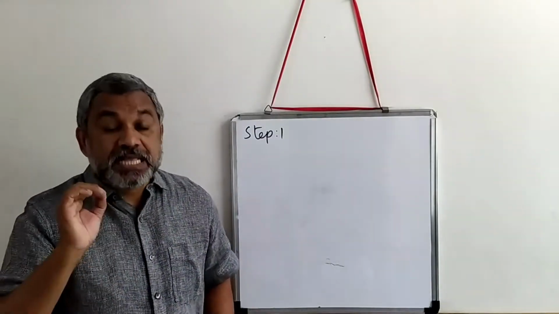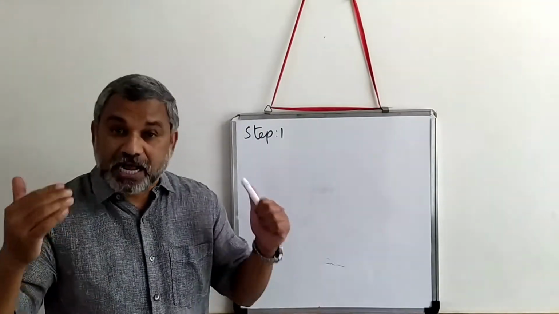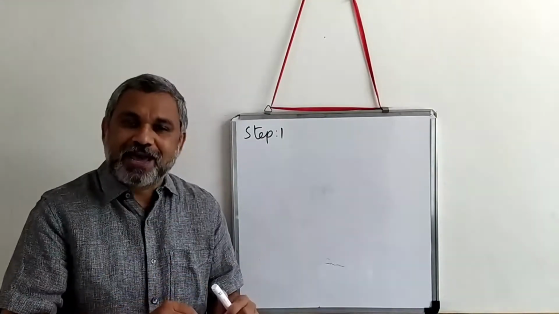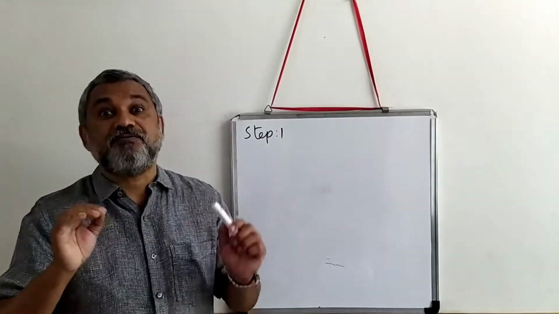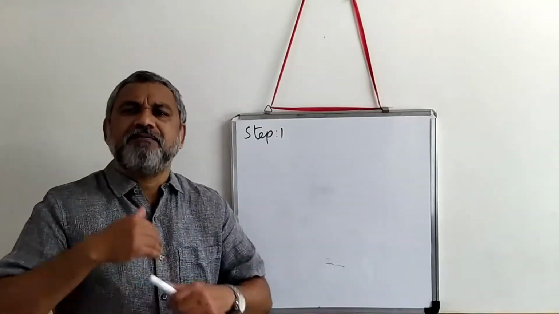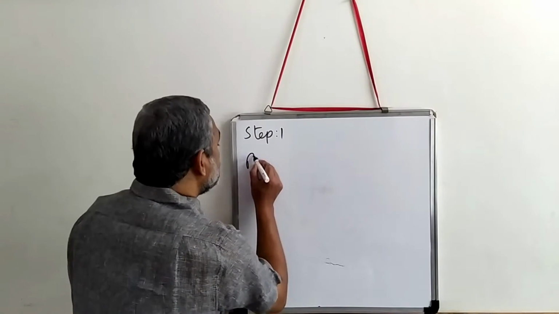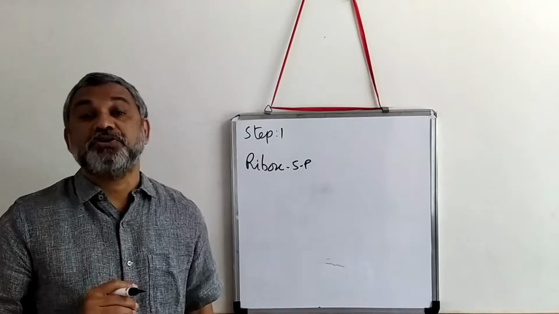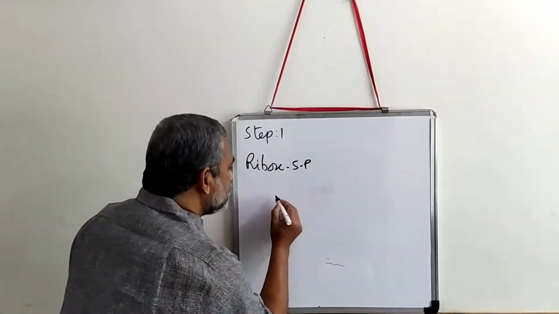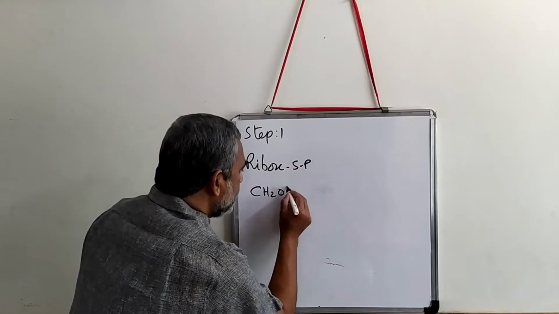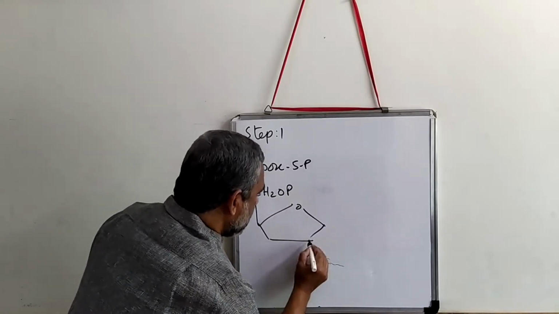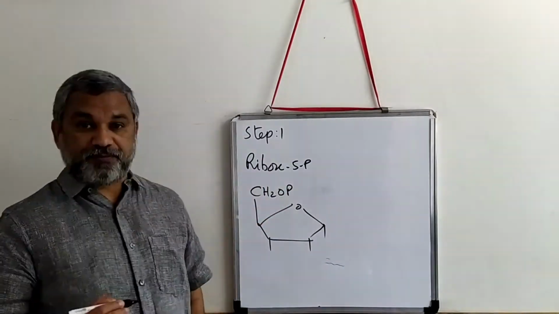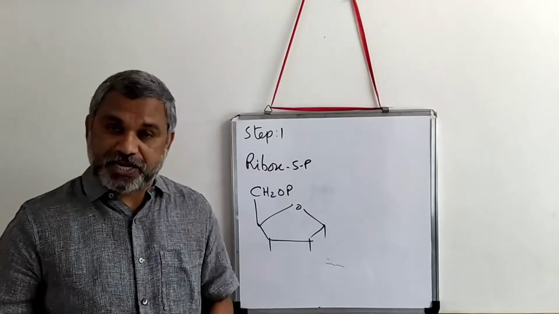The first step begins with the formation of a ribose sugar, which comes from the pentose phosphate pathway. We know that as part of the oxidative phase of the pentose phosphate pathway, we can get ribose 5-phosphate. Let us also pay attention to the structure. So ribose 5-phosphate will be like this. This is alpha-D-ribose 5-phosphate. At the 5th position, there is a phosphate group.